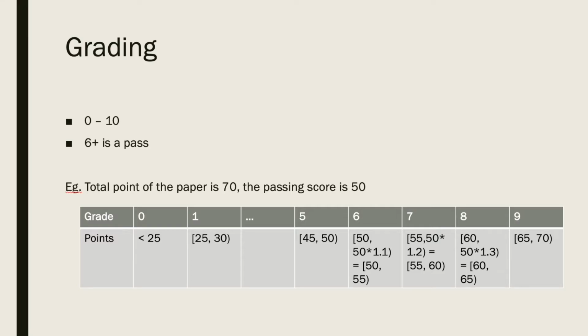In this case, you will only receive a grade of 10 if you score perfect. And your grade will be 0 if your score is less than 25 points. And if I now increase the passing score to 51, then you will need a 71.4 to receive a grade of 10, which is impossible.